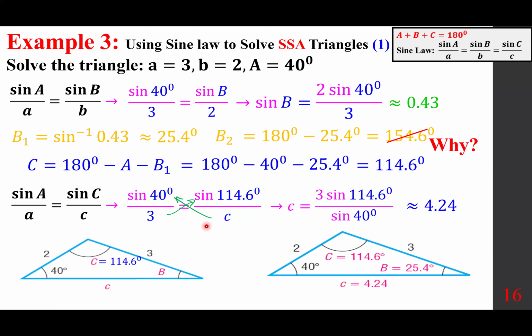So everything is known. We get 40 degrees here, 25.4 degrees here, 114.6 degrees here. Those are the only three angles. There's nothing else we can do. The sides were 2 and 3, and we found the last one as well.